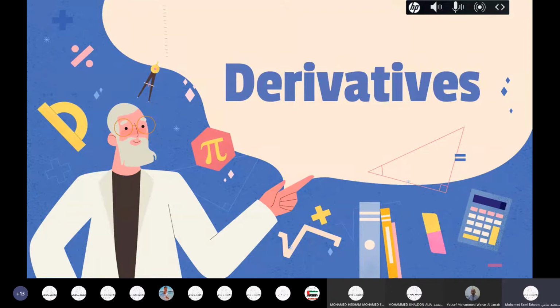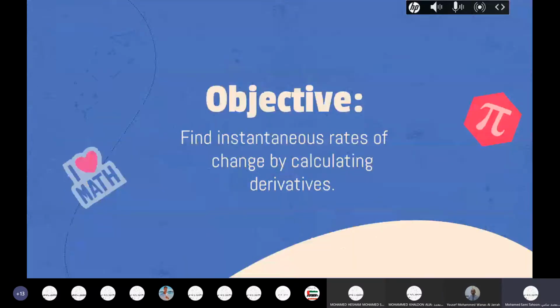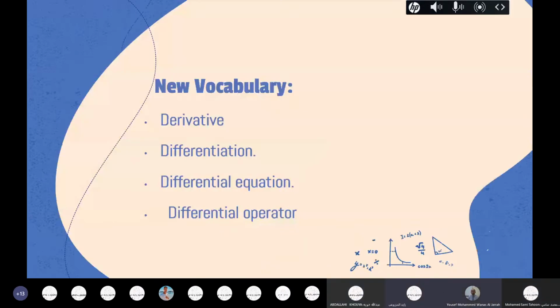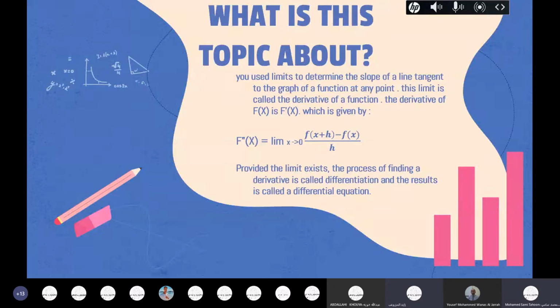Can someone please read our objective for today and the new vocab, please? Please raise your hands. Okay, Khoya, can you read the objectives and then Zaid is going to read the new vocab. Sure. Find instantaneous rate of change by calculating derivatives. Now, some of the following vocabulary words are derivative, differentiation, differential equation, differential operator. Thank you, Khoya, and thank you, Zaid.